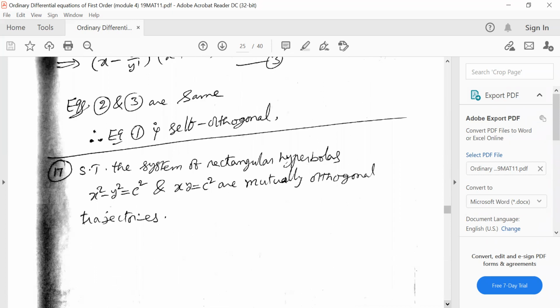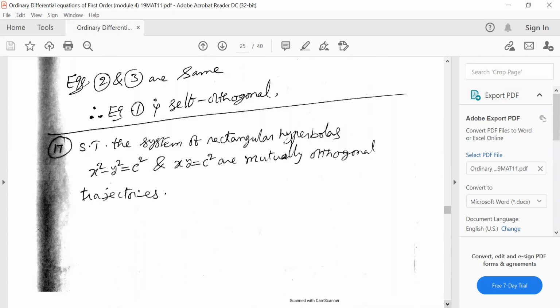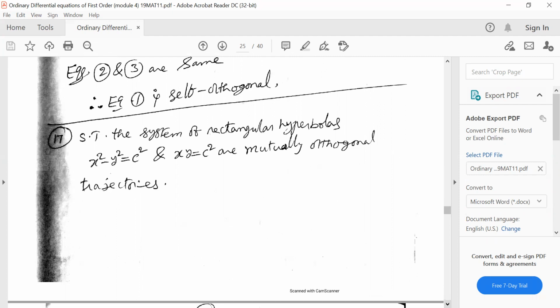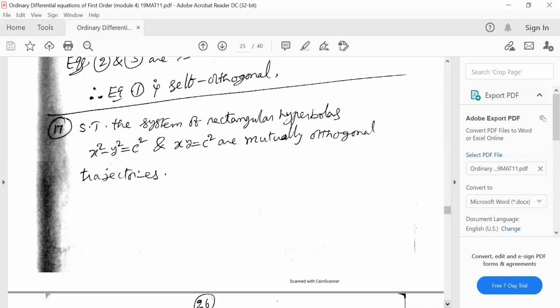One more question is that rectangular hyperbolas are mutually orthogonal trajectories. That means if you start with the first one, the second one will be the final answer. If you start with the second one, suppose xy is equal to c square, and do the procedure, then you will end up with the orthogonal trajectory as x square minus y square equal to c square. So like this, you can have different problems.